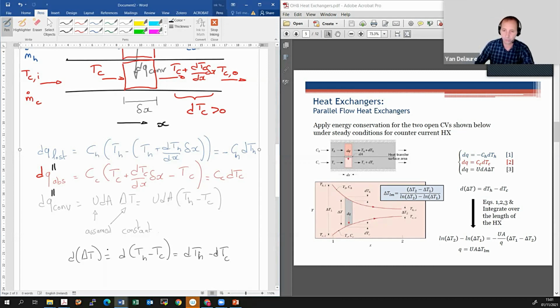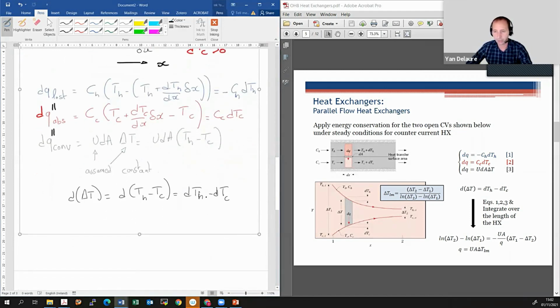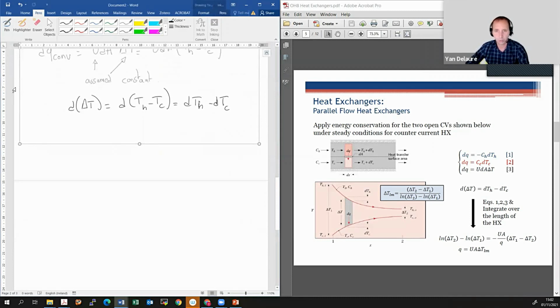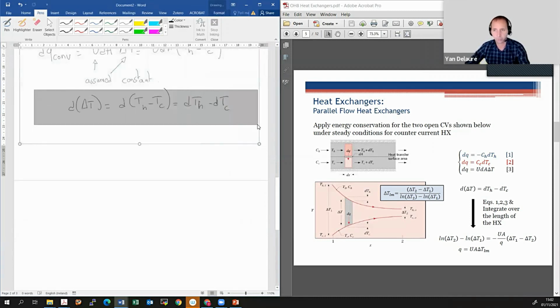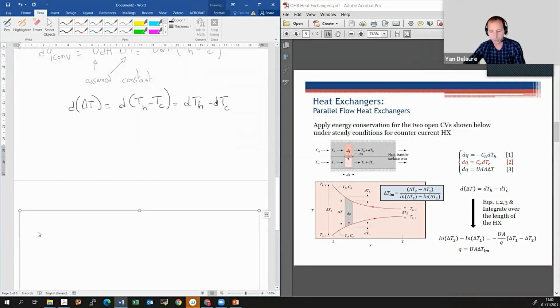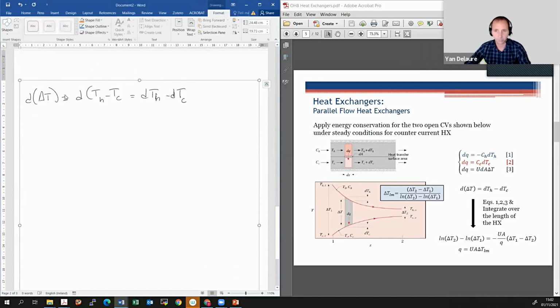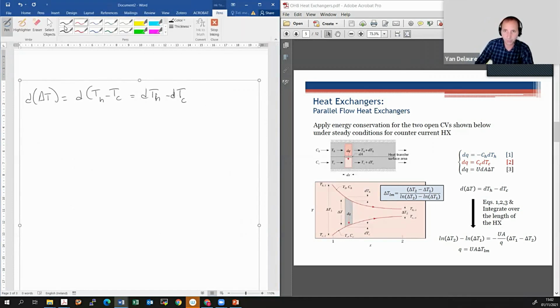We use the definition of delta T and we apply the differential operator to it, the mathematical operator. But what's interesting is that we do have a definition for delta T here, and we have a definition for dT_H and dT_C on the left-hand side. So we could simply substitute, and that's what I'm going to do on the next page now. I'm going to copy this as a starting point on the next page.